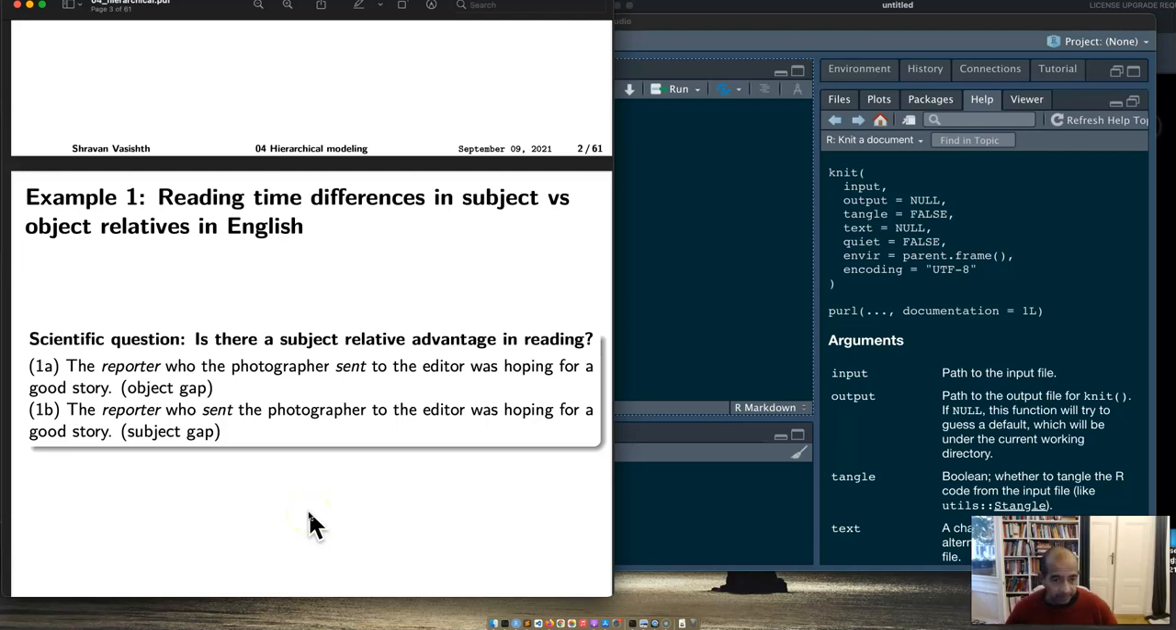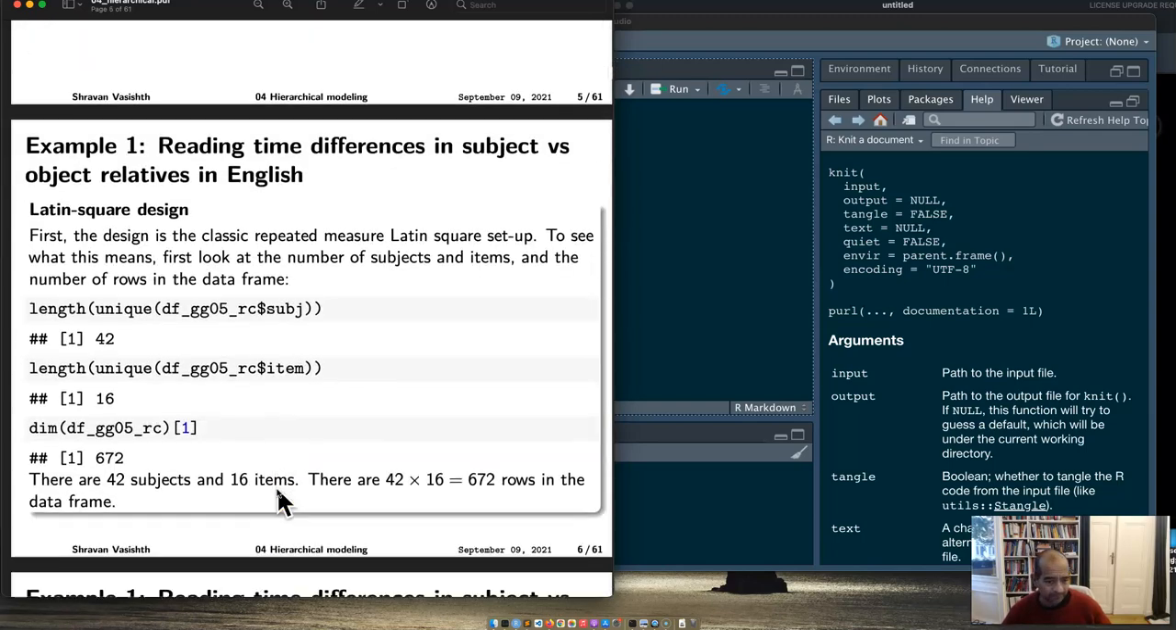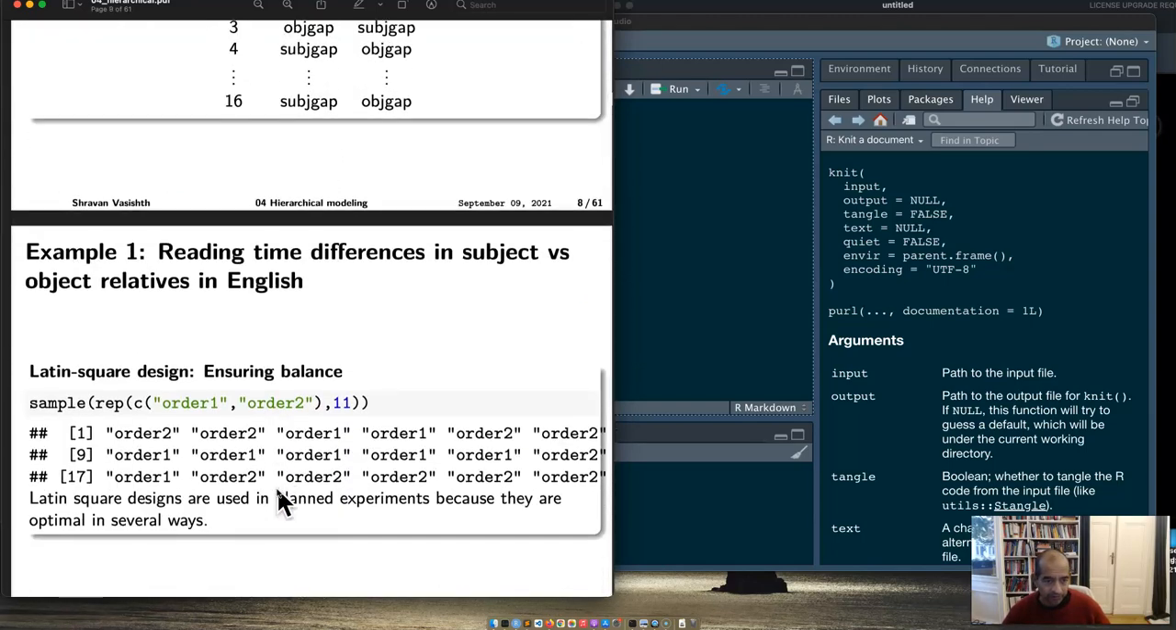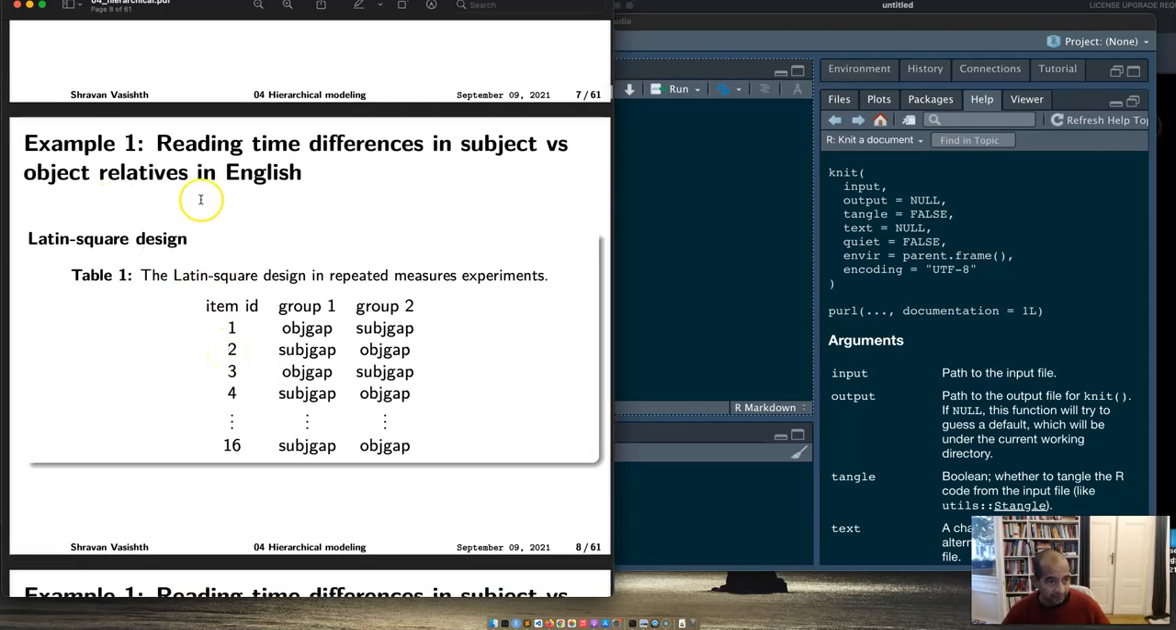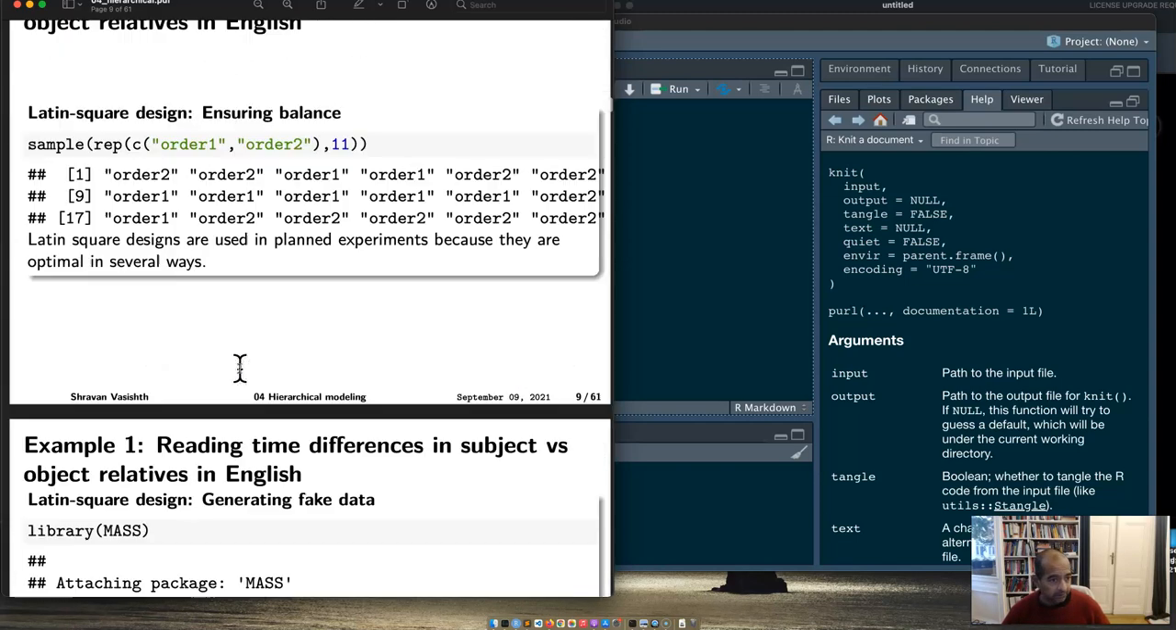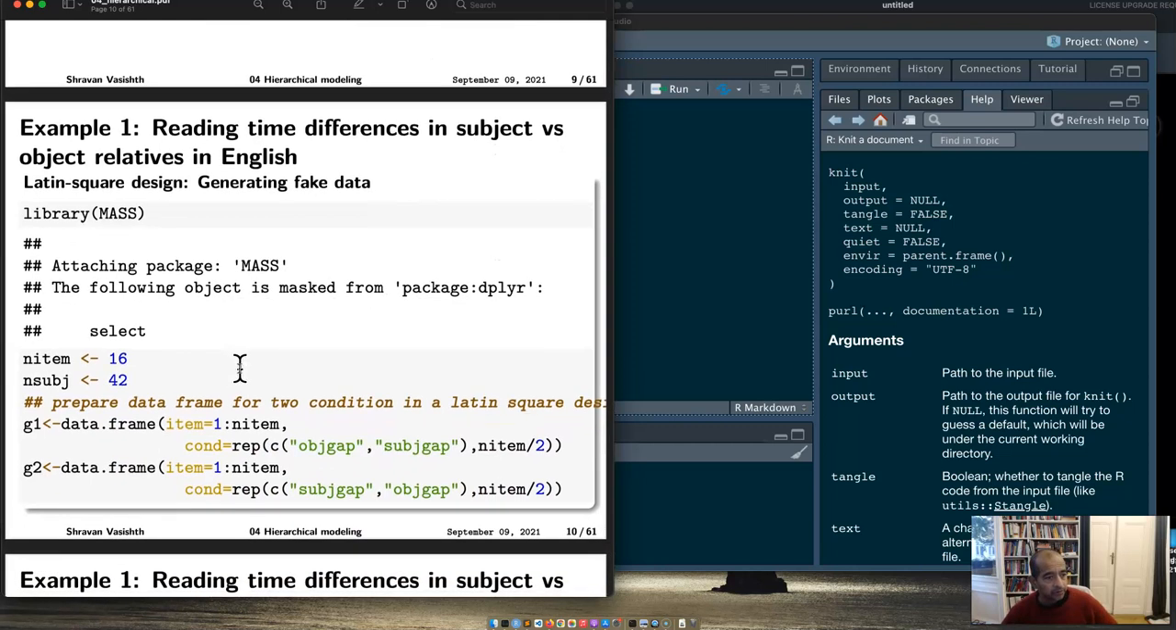This is really important. I know that in ERP research, often people show all instances of all items, but that's a topic for another day. It's not important for us. What's important for us is that we want to implement a Latin square design, and this English relative clause study actually implements that correctly, right? This is good.